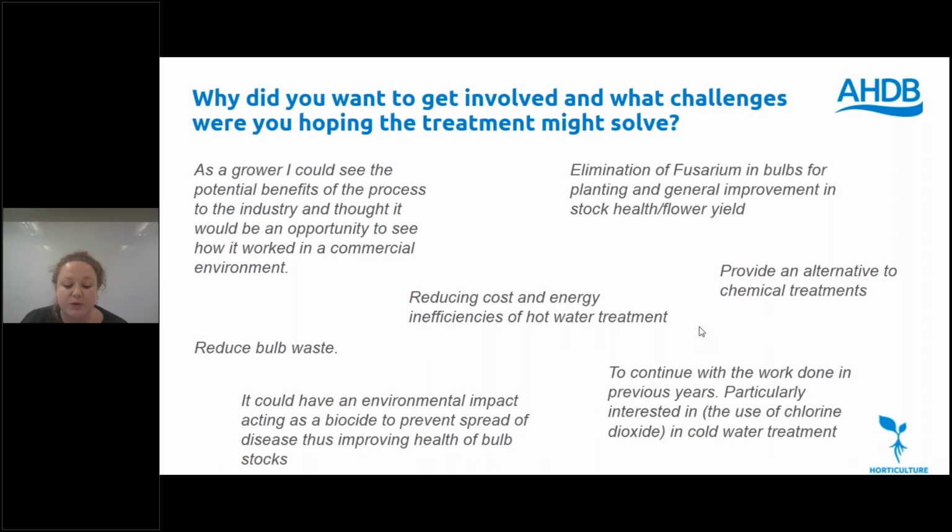So the general motivation for participation was the potential for technology to significantly reduce the levels of fusarium in bulbs, unsurprisingly, which of course could have potential economic benefits, again, depending on the other costs involved with the setup. Also, the associated improvement in bulb health was high on the agenda, alongside hopes for reduction in energy use when carrying out hot water treatment, if it reduces heat use levels and also time taken potentially.